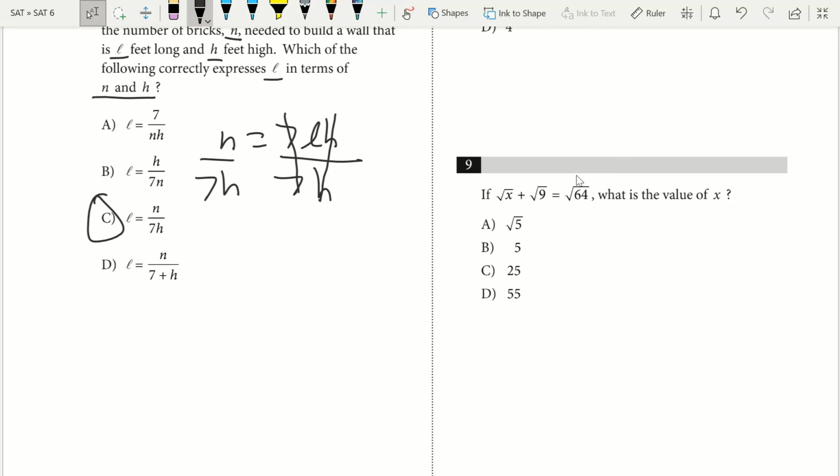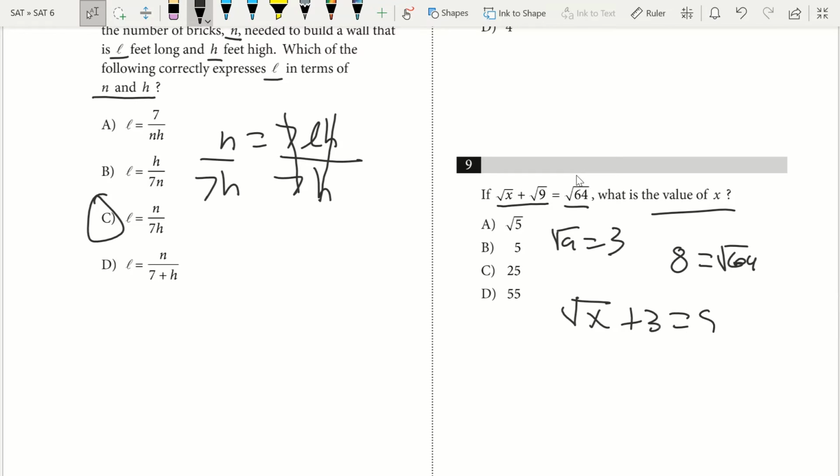Question 9. If the square root of x plus the square root of 9 equals the square root of 64, what is the value of x? Alright, well right off the bat I can see square root of 64. I know the square root of 64 will be 8. And I also see square root of 9, which I know will be 3. So I can rewrite this equation as the square root of x plus 3 equals 8.